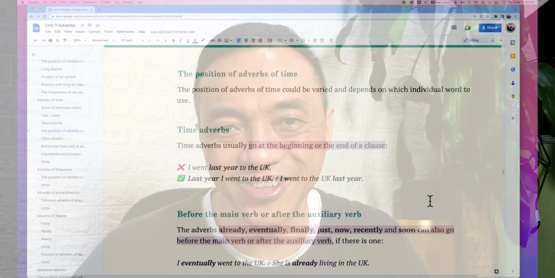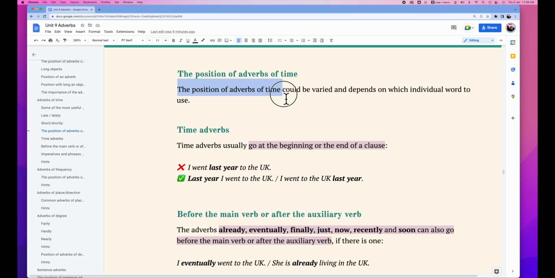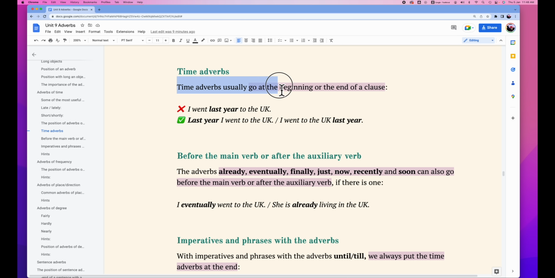The other very important information about using adverbs of time is their positions. You can use adverbs of time at the beginning of a sentence or after the sentence, or even before the main verb, or in some other useful places. Let's take a look. The positions of adverbs of time could be very different, depending on the individual words you use. Time adverbs usually go at the beginning or at the end of a clause. Last year, I went to the UK, or I went to the UK last year.